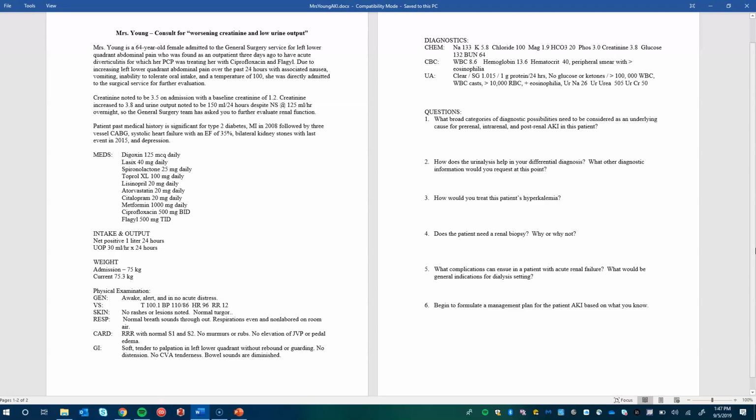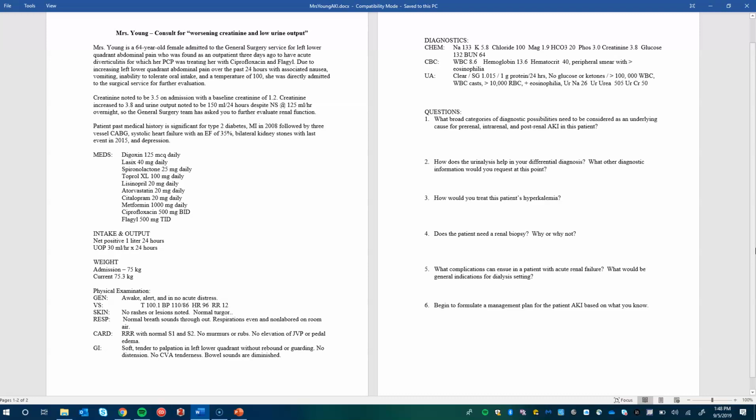What would be some intrarenal causes? Potentially. Yeah, she potentially could have progressed to ATN, right? So now she's got actual damage to the tubular areas of the kidney. What else? Acute interstitial nephritis. Yep. What in their past medical history? Yeah, those two. Yep, so now let's talk about post.